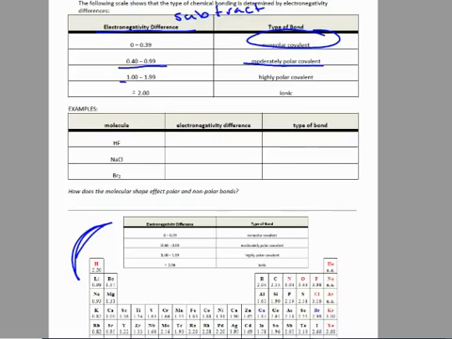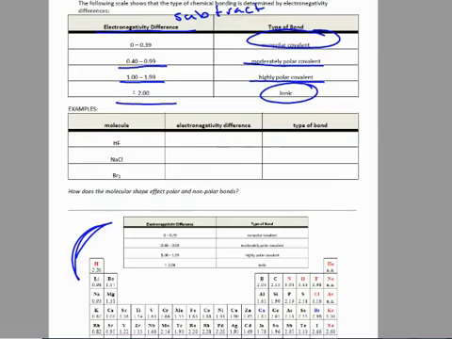If they have a difference between 1 and 1.99, that's highly polar. Water falls into this category. They have a very distinct positive end and negative end, and it affects a lot of the properties that it possesses. If it is 2 or above, that actually is ionic.